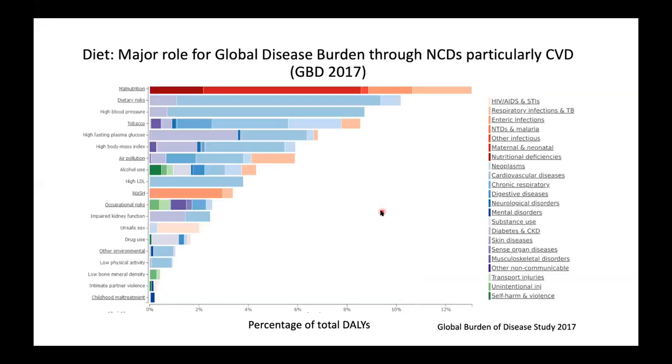If you see the global burden of disease, what was causing the disease burden globally in 2017, the number one cause was malnutrition. And the second important cause was dietary risk, dietary intake. And this dietary risk was mostly contributed to by cardiovascular disease.